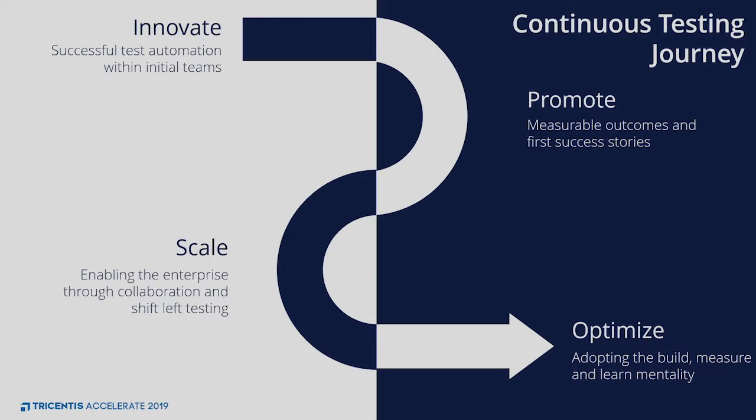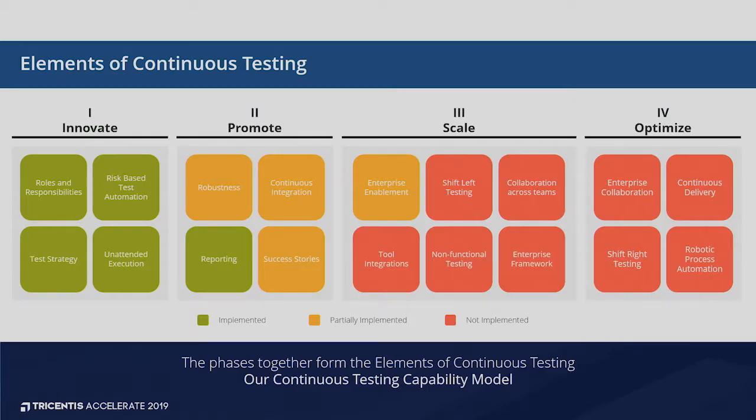In the scale phase, you're really looking at shifting left your testing organization. And if you have done that right and you have continuous testing across the enterprise established, then you're going to look at the optimize phase, which is really about a build, measure, learn methodology. So this is what we're going to talk about today. I'll go through each of these phases. But these phases together, because this is just a very high-level overview, form what we call the elements of continuous testing, which is our continuous testing capability model.